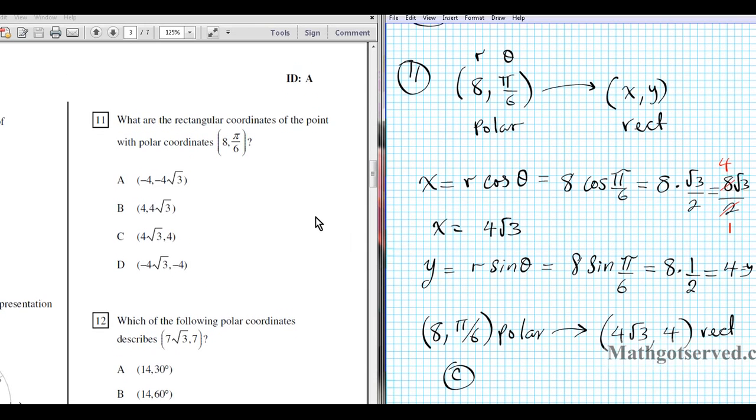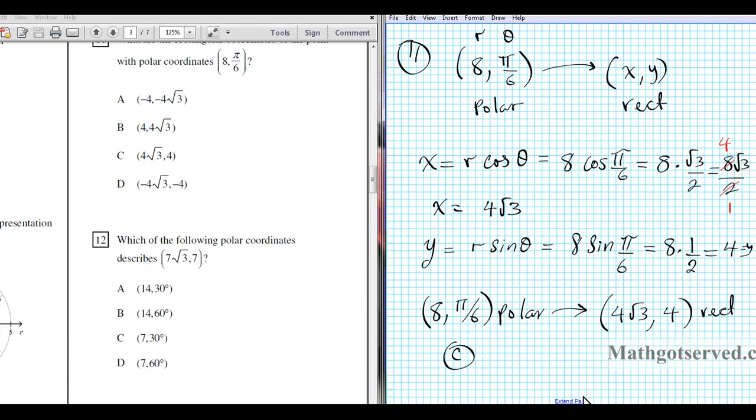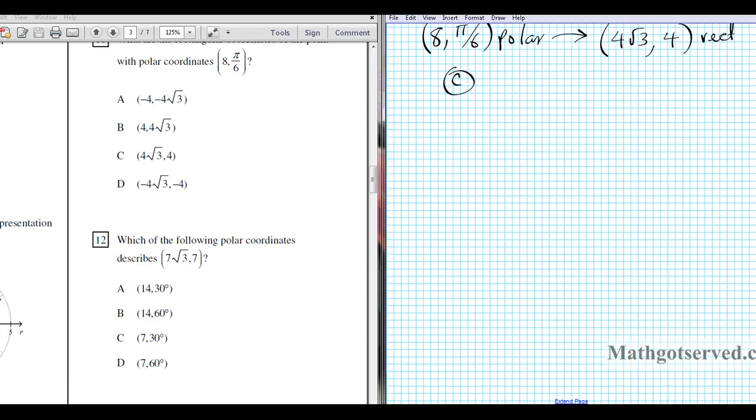All right, let's move on to question number 12. It says, which of the following polar coordinates describe that point given there? So we're going to be converting from rectangular to polar in this situation. Okay, so for question 12, we have 7 root 3 comma 7. This is rectangular, because we're asked to convert to polar and there isn't any angular measure in the coordinates. So this is x and y. We are going to change this into polar form. And what is polar? Polar coordinates are given by r and theta.